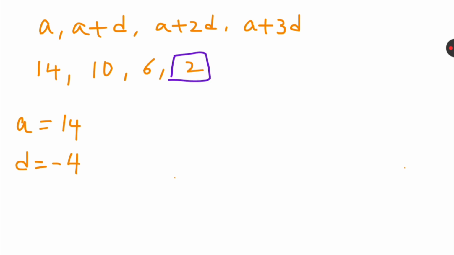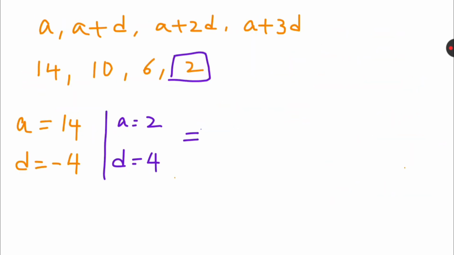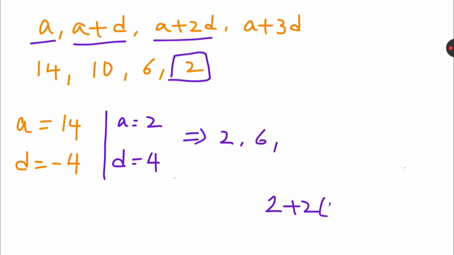Let's check the second case. The a value is 2, d value is 4. The series is going to be: the first term is 2. Then the second term a plus d, that is 2 plus 4 which is 6. Then a plus 2d, that is 2 plus 2 times 4 which is 10.